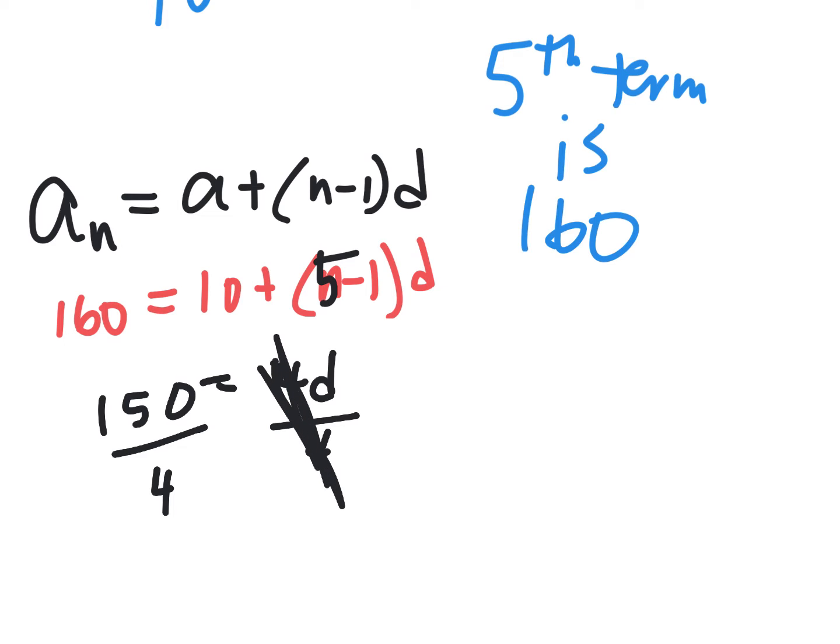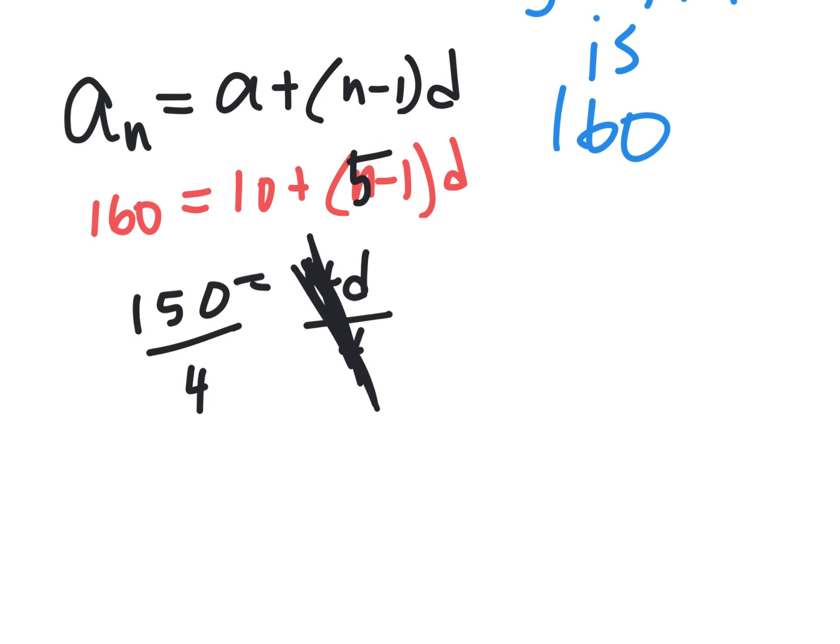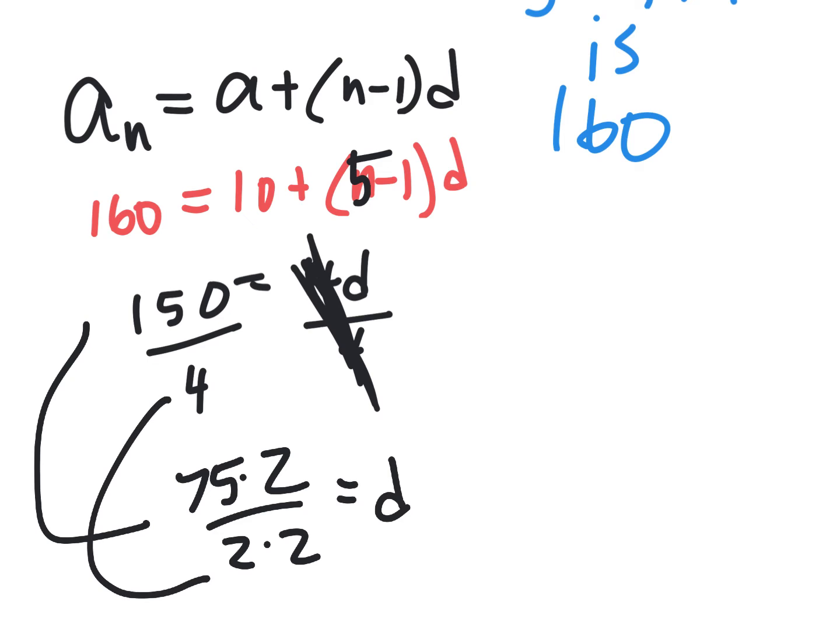150 divided by 4. I like to do this as 75 times 2 over 2 times 2. What did I just do there? I factored the top and I factored the bottom, because if you can factor it, you should. And that cancels, and I got 75 halves, half of 75. So the common difference was half of 75, which is what, 37.5, I think. All right. Does that make sense to you?